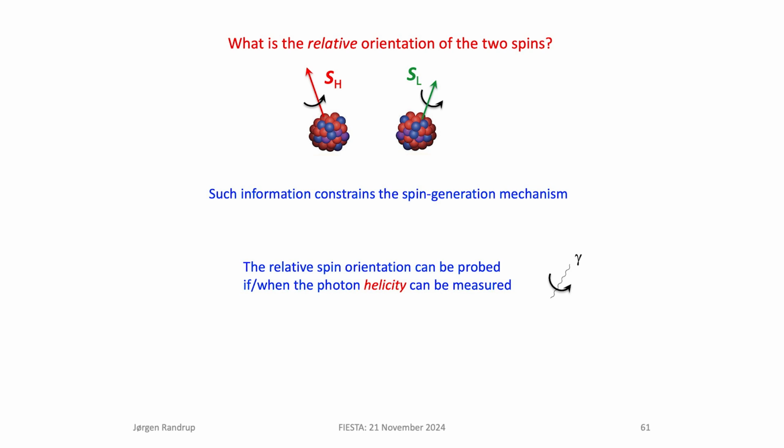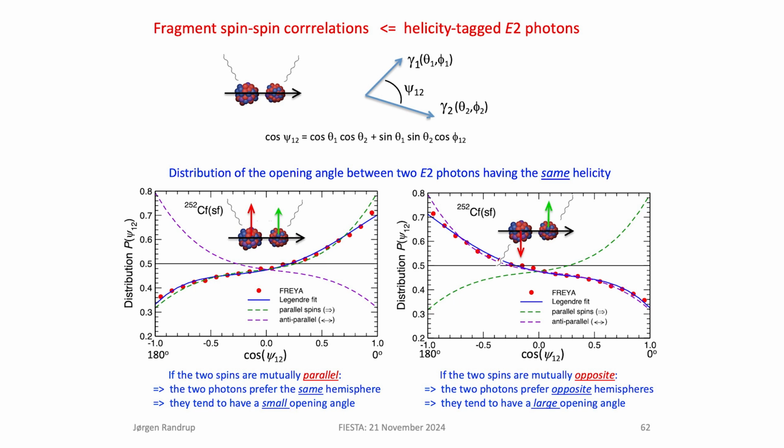And you can do that if you could measure the helicity of the photon. This means whether it goes like this or it goes sort of backwards. We are not able to do that yet. But helicity is a physical quantity, so I think sooner or later somebody will figure out how to do it. And then we can do it. Let me just finish by showing you the power of helicity measurements.